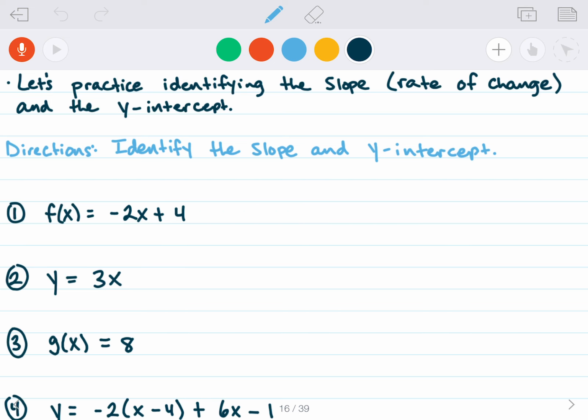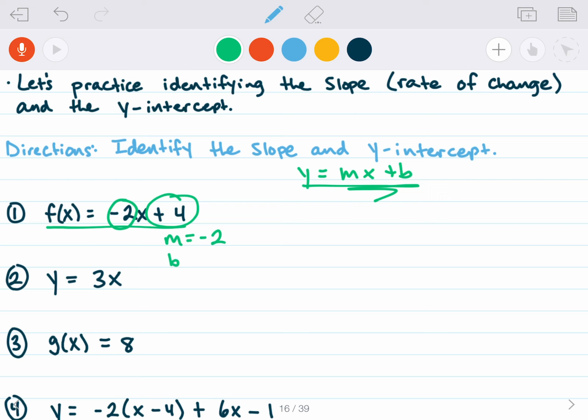Okay, so let's practice identifying the slope and the y-intercept from linear expressions and equations. So this first one, we have f of x, aka y, equals negative 2x plus 4. So again, we're trying to figure out what m and b are in this, okay? So m is the number that's attached to x by multiplication. In this case, it's negative 2, so m is negative 2. And then b is the constant number at the end, so b is going to be 4. So that's our answer for number 1.